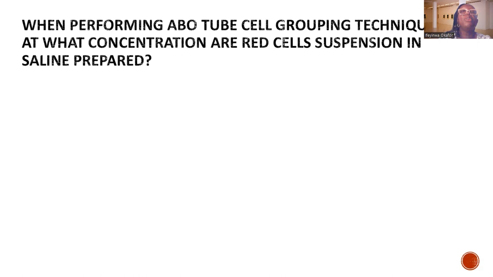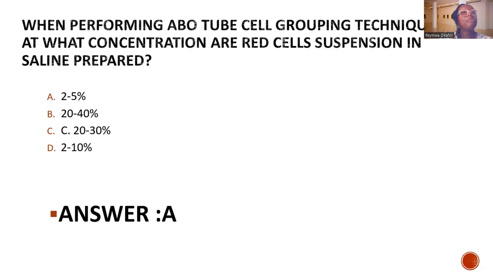When performing ABO tube cell grouping technique, at what concentration are red cell suspension and saline prepared? 2 to 5%, 20 to 40%, 20 to 30%, 2 to 10%. Answer is A, 2 to 5%.